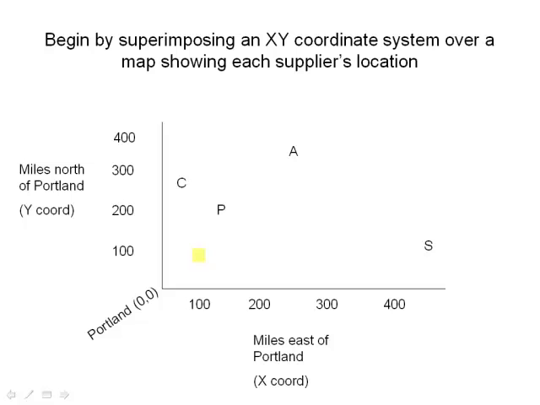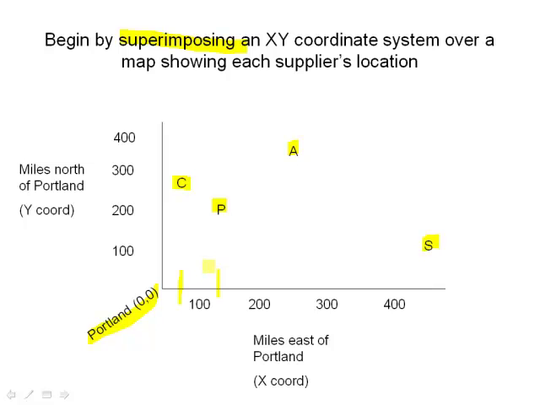The way we use the center of gravity method is we superimpose a grid, an XY coordinate system, over the map. So we've got 4 suppliers here, and this is the way they would lay out on a map. And we're superimposing a grid system on the map, and we're just kind of arbitrarily saying that Portland is 0,0 on the map. So we can see by looking at this grid system that supplier C is about 275 miles to the north of Portland, and about 50 miles to the east of Portland.